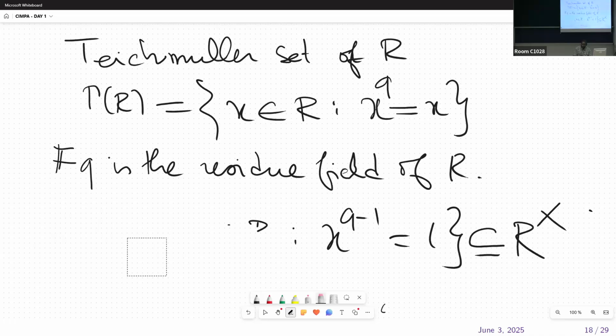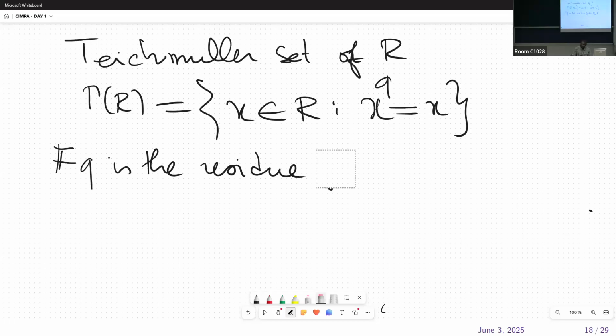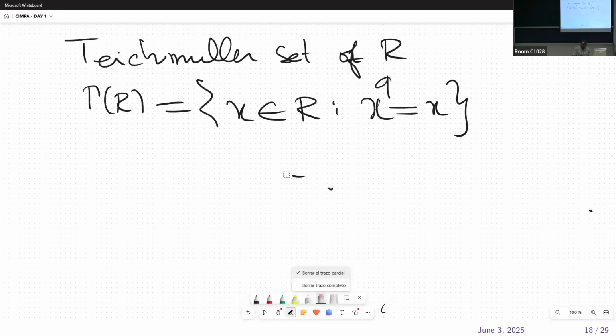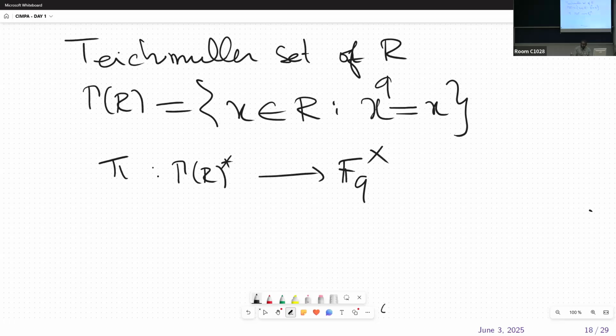Consequently, the description of P is isomorphic. Isomorphism of groups.